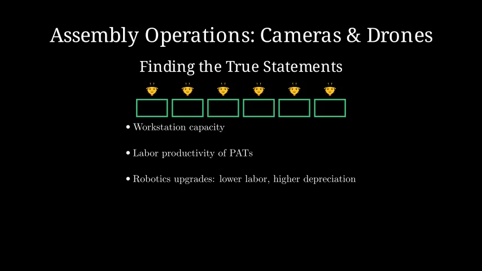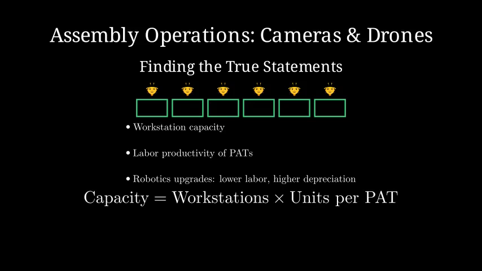Let's put this into a simple formula. The maximum production capacity is the number of workstations multiplied by the annual output of each PAT. This is a core truth in assembly operations, and it is one of the most common correct statements you will see in questions like this.